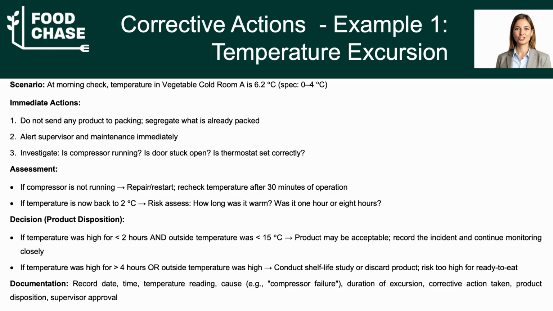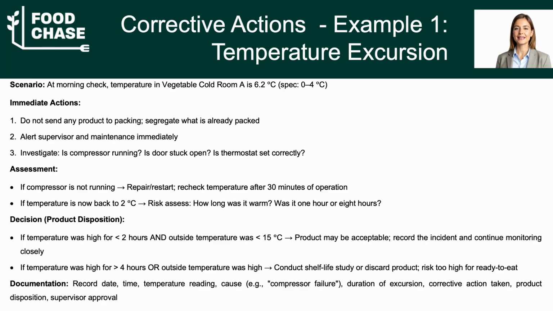Scenario. At morning check, temperature in vegetable cold room A is 6.2 degrees Celsius. Spec: 0 to 4 degrees Celsius. Immediate actions: do not send any product to packing. Segregate what is already packed. Alert supervisor and maintenance immediately. Investigate. Is the compressor running? Is the door stuck open? Is the thermostat set correctly? Assessment: if the compressor is not running, repair, restart. Recheck temperature after 30 minutes of operation.